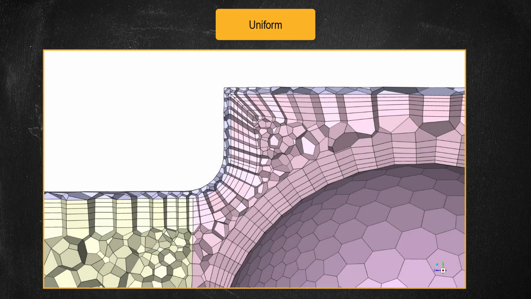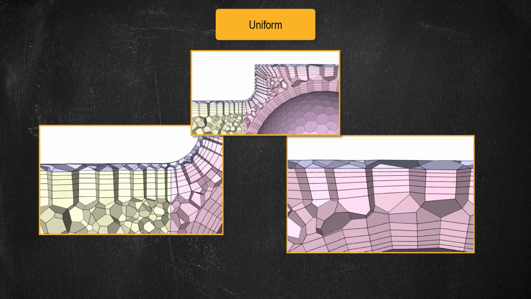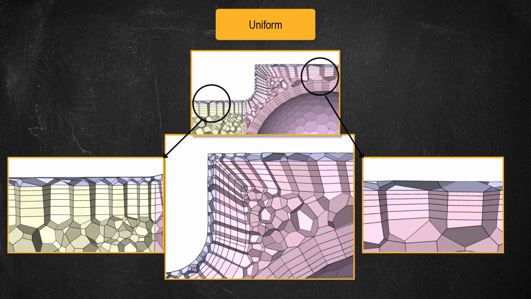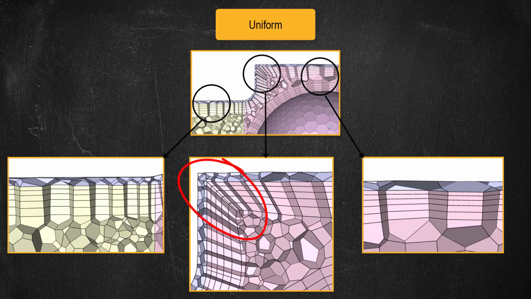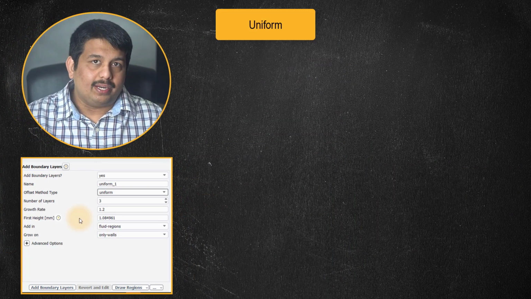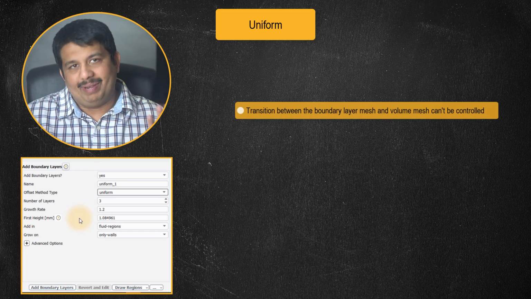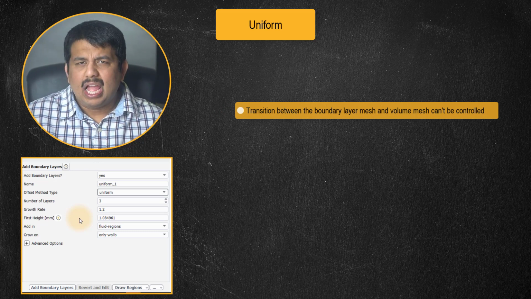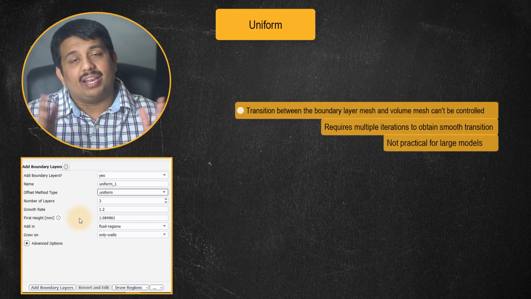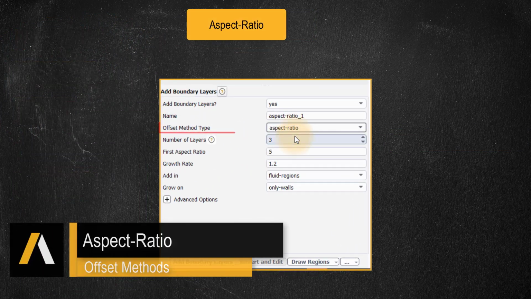This effect can be clearly seen in this image of the valve region of our geometry. At all other areas, the boundary layer first height and the thickness are uniform. However, at the corners of the valve region, the pinching effect is easily noticeable. A severe limitation of this method is that the volume change between the boundary layer mesh and the volume mesh cannot be directly controlled. Consequently, a few iterations of mesh generation may be required, which might not be practical for large models. The last method we will look at is the aspect ratio method.